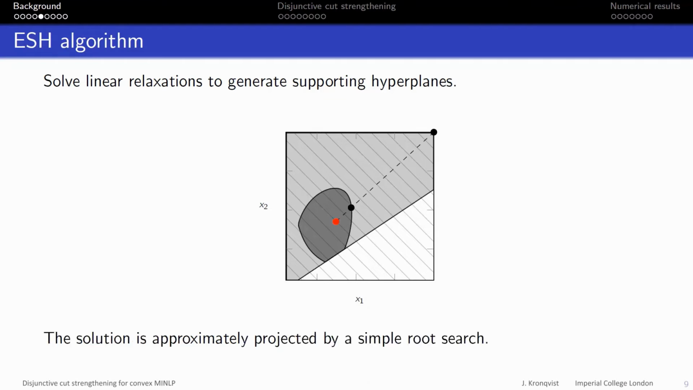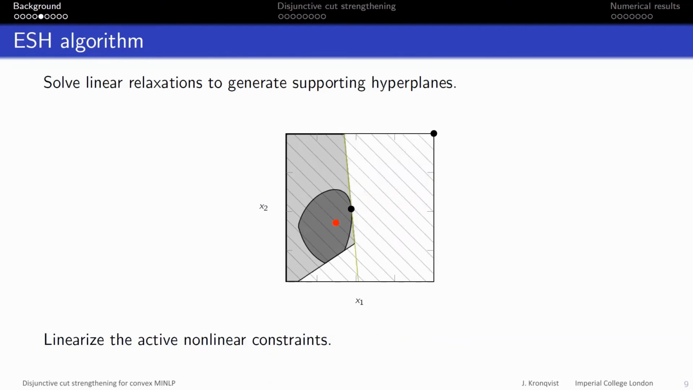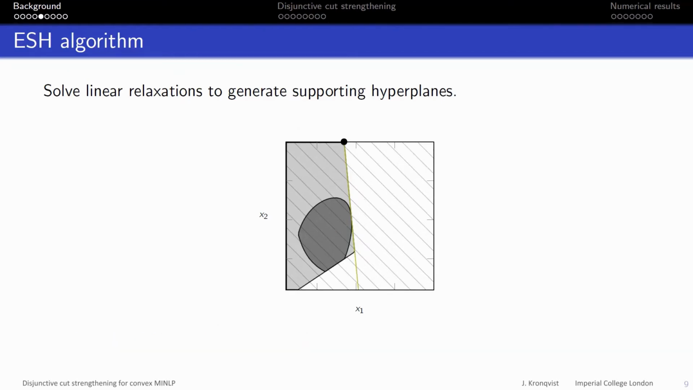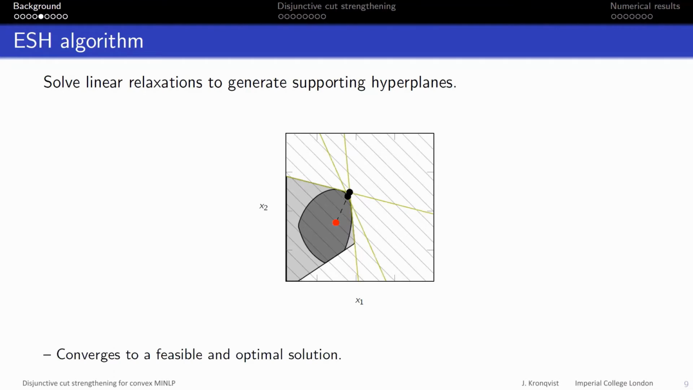So in the next step, we will approximately project this solution onto the feasible set by solving a simple root search. We solve a root search on the line segment joining our interior point and our current relaxed solution. By doing this, we will obtain a point on the boundary of the feasible set. Next, we linearize the active nonlinear constraints at our boundary point, and then we obtain a supporting hyperplane, and we improve our outer approximation. We repeat the procedure, solve the linear relaxation, approximately project it, and again linearize the active nonlinear constraints. By repeating this procedure, we will converge to a feasible and an optimal solution for our MINLP problem.